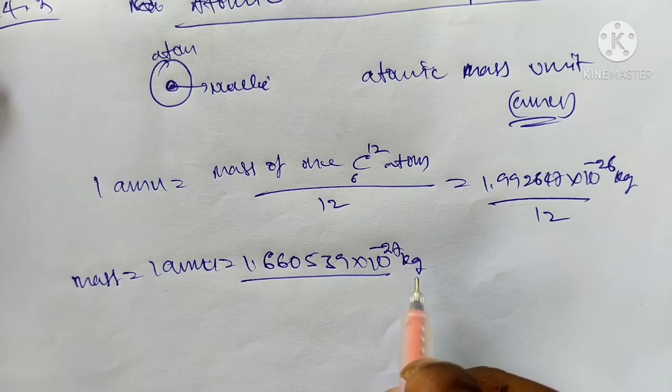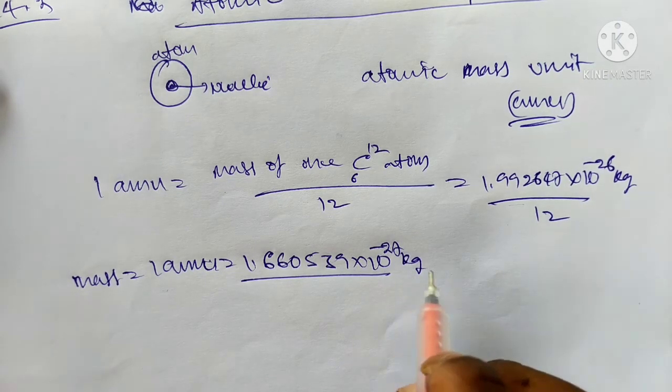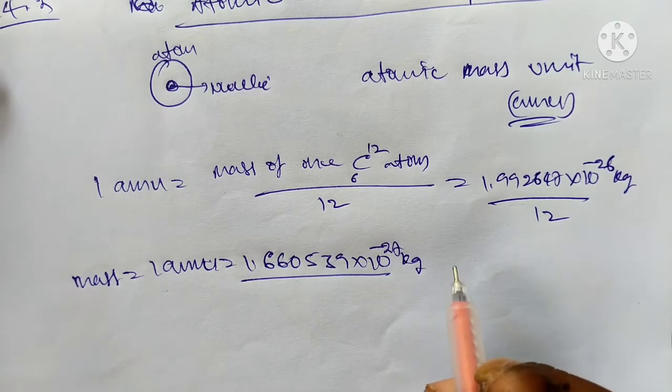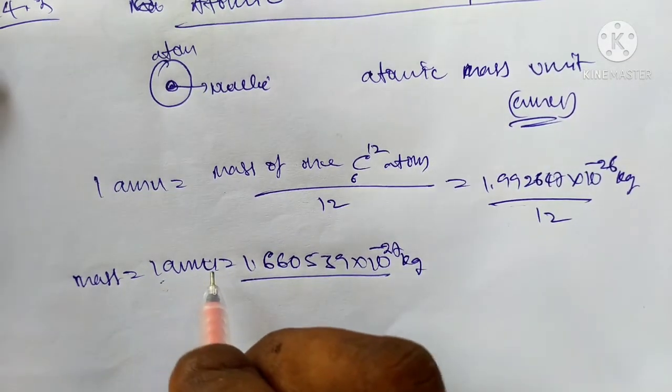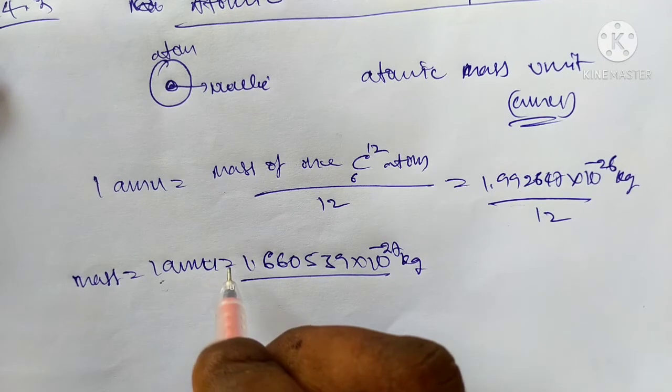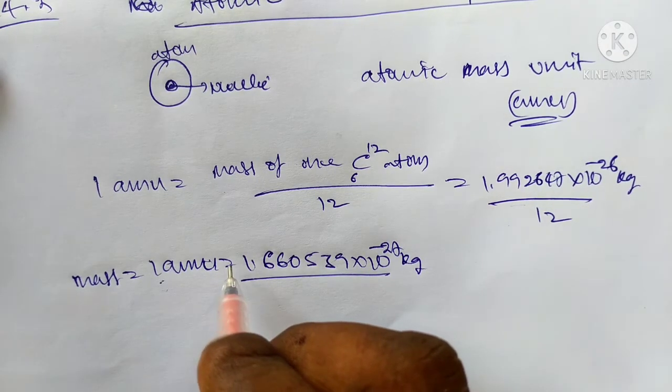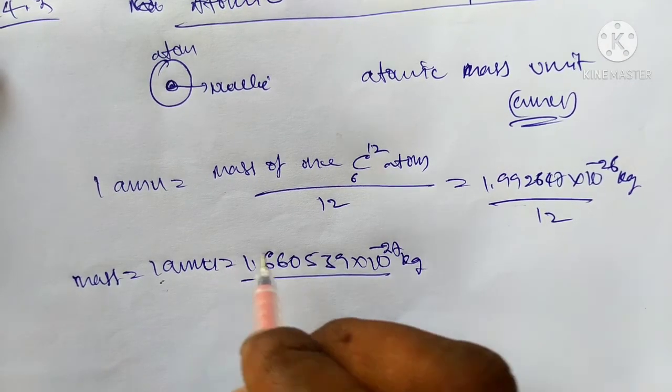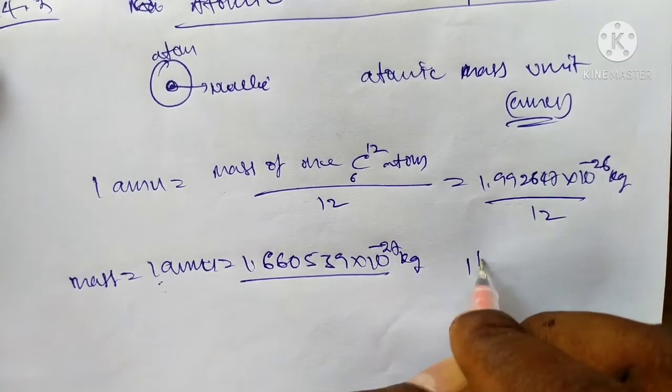Atomic masses of the various elements differ. Different elements have different atomic mass units, that means different elements have different masses. Different masses are nothing but different atomic mass units. It is an integral multiple of the hydrogen atom, and the hydrogen atom is nothing but 1H1.